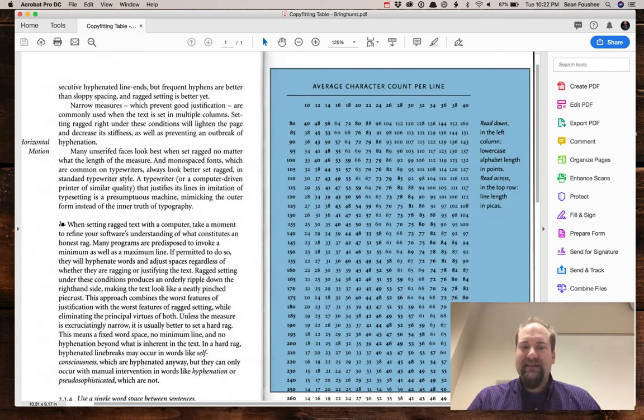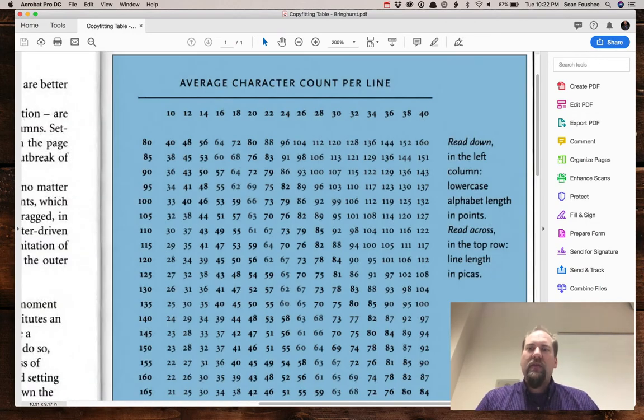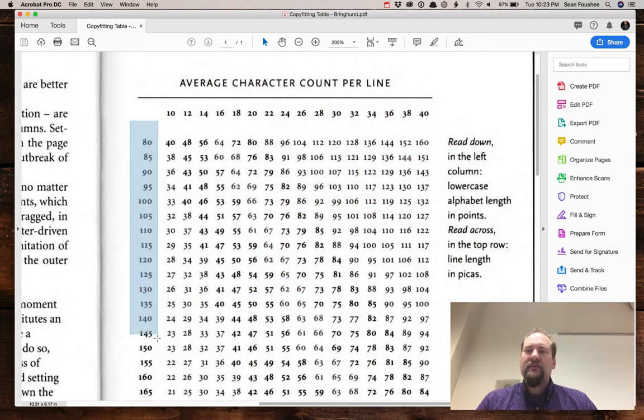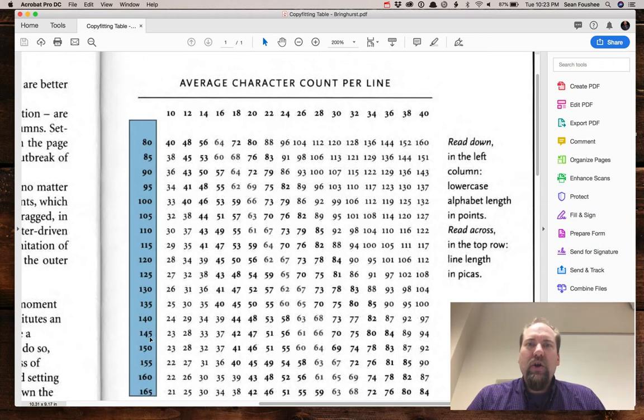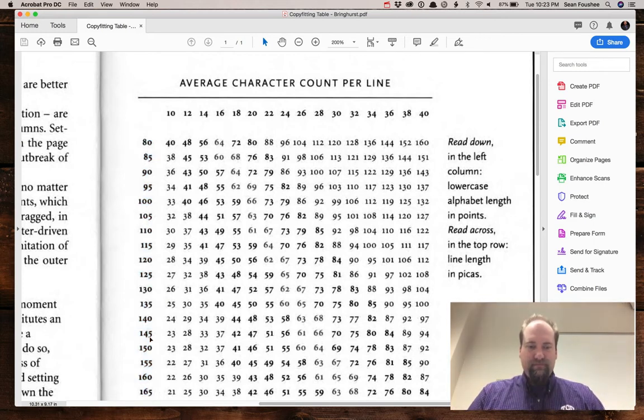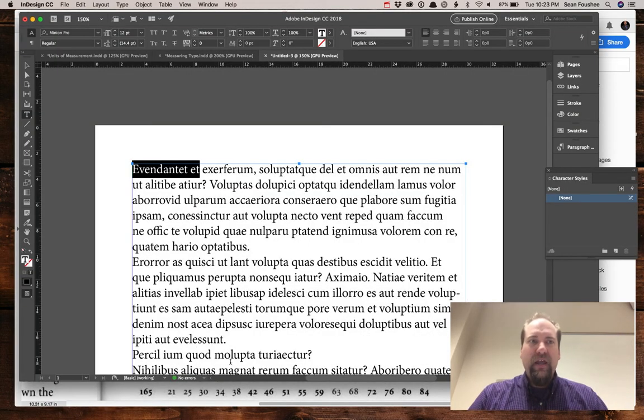So let's take a look at this particular table and see exactly how in the world we actually read this thing. So if we look over here, it gives us some instructions. In the left column, this column right here, let me highlight this column, is the length of your typeface's lowercase alphabet, in points. Wait, what in the world does that mean? Well, let's come back in here and I'll show you exactly what I mean.